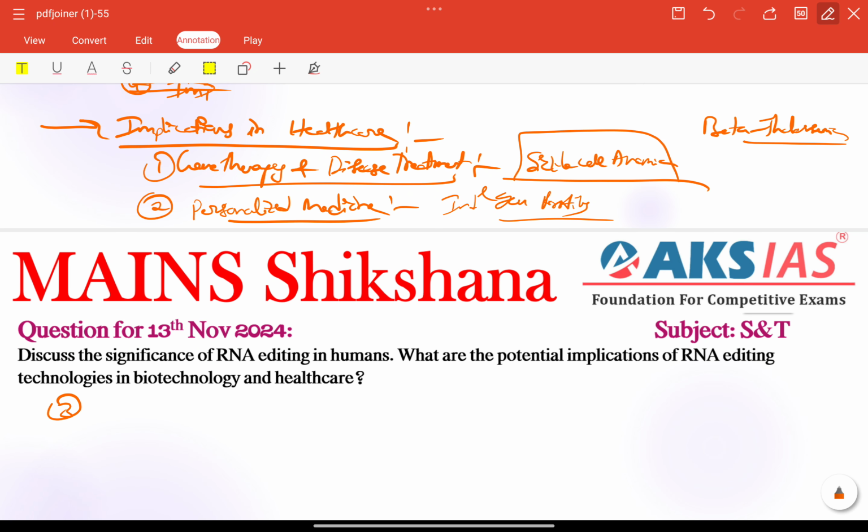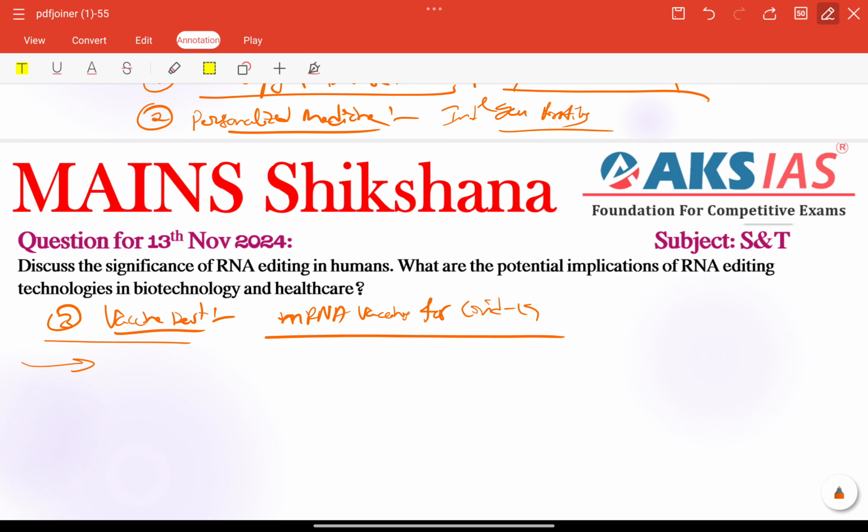Next important thing is vaccine development. We also need to connect RNA editing technology here, because it is playing a crucial role in developing mRNA vaccines for COVID-19. We have already experienced this, right? So it's highlighting its potential in rapidly addressing global health crises also.